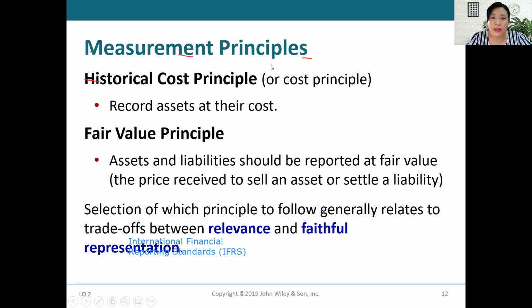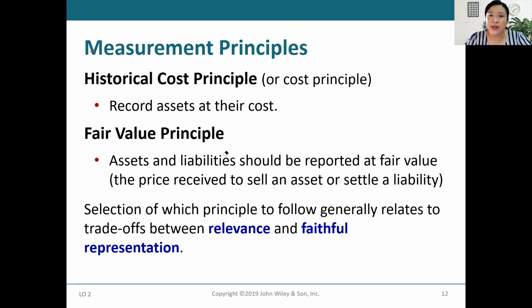So let's look at the principles. Let me erase this first. So we have two measurement principles in accounting: the historical cost principle and the fair value principle.